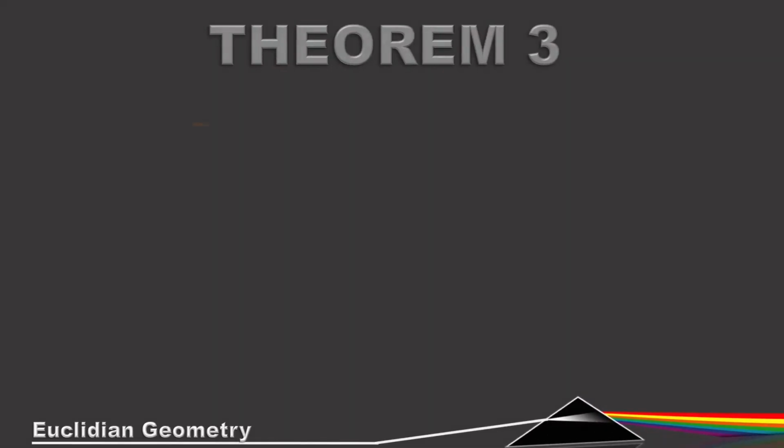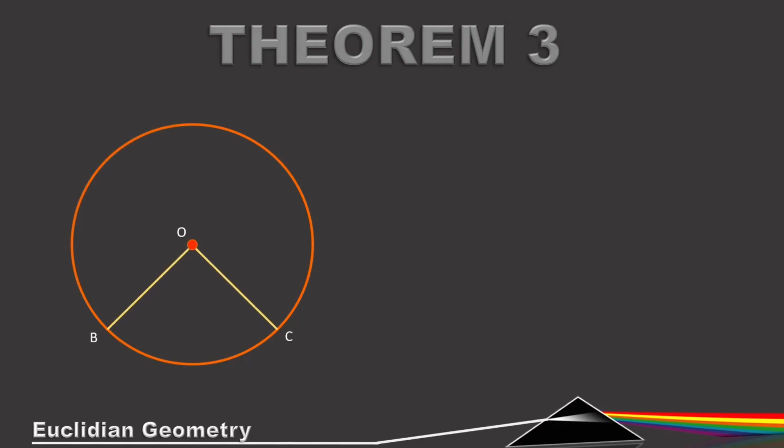Moving on to theorem 3, we have our circle with center O. So now we are going to, from BC, which can be the arc or a chord BC, subtend an angle to the center of the circle. Then we subtend another angle, but now to the circumference of the circle, but from the same chord BC.